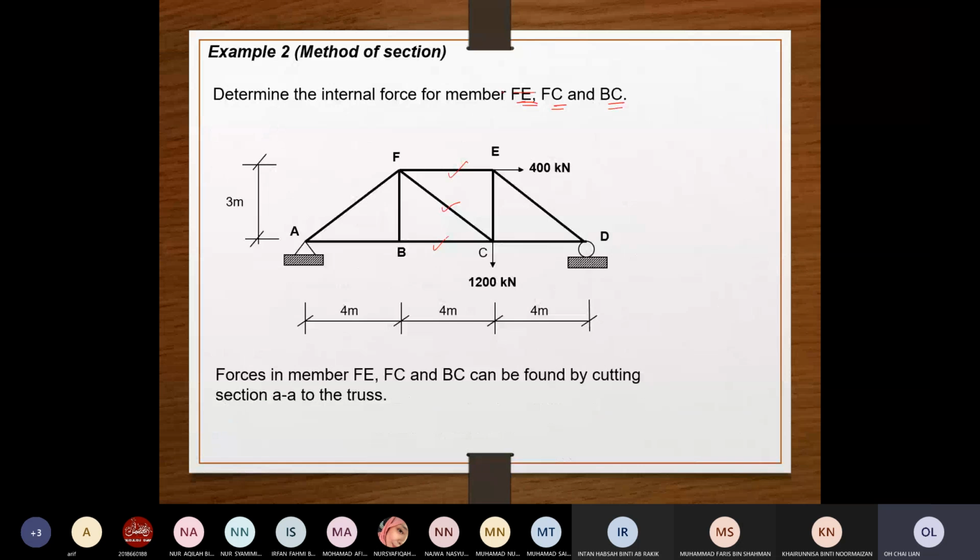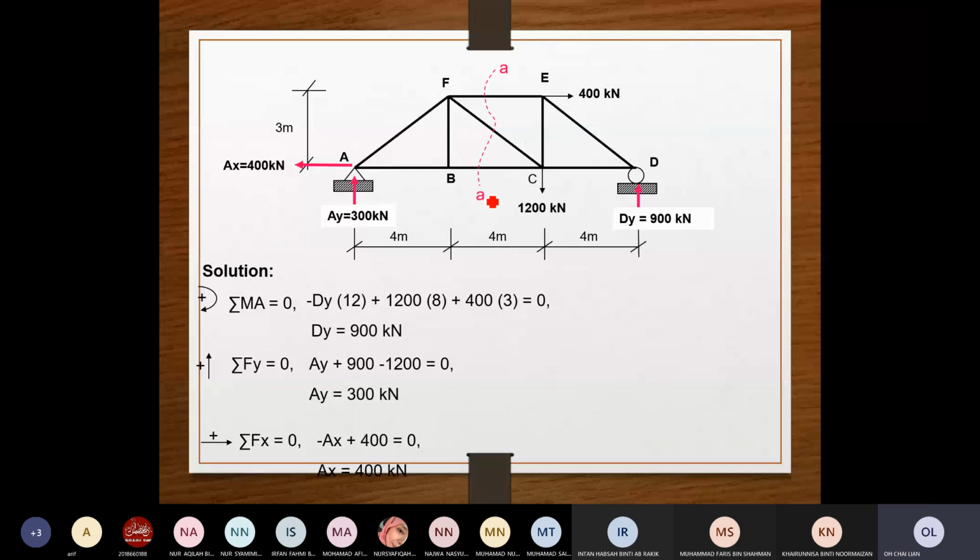Okay, so here we have cut through the 3 members, not more than that. So there should be no problem. Once you have cut through, you can start to get your support reaction. At this step, in this slide, we will show you how to get the support reaction.